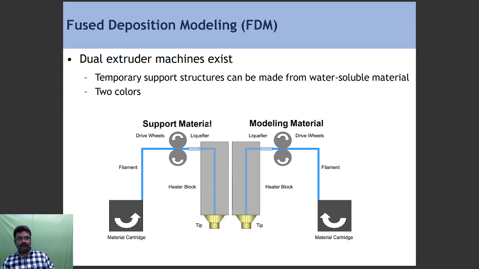Then another important concept here is the dual extruder. This is the single extruder, where we can print only one color on one side. If you want multiple colors, that is also possible in FDM. We can connect two extruders in a single roller, and once we connect the two extruders, we can get multiple colors. That is the only difference between single and dual.